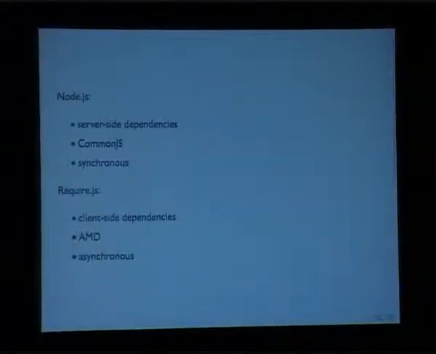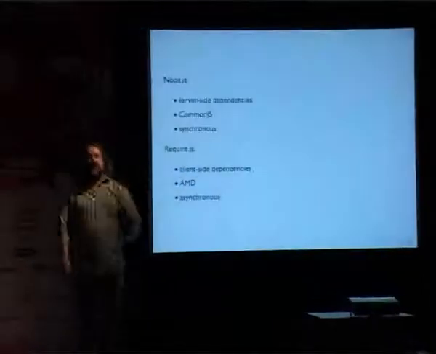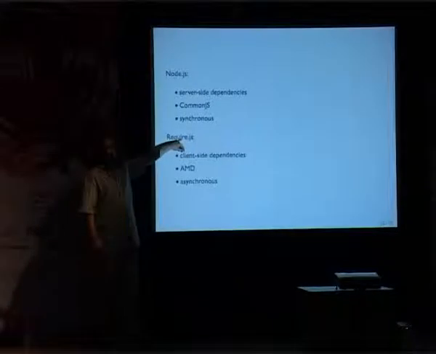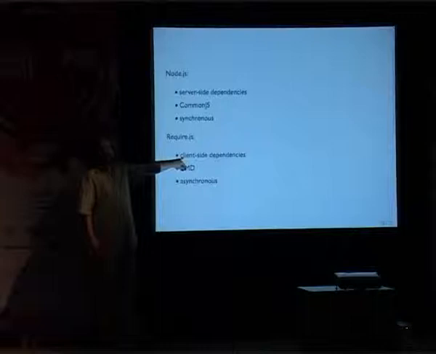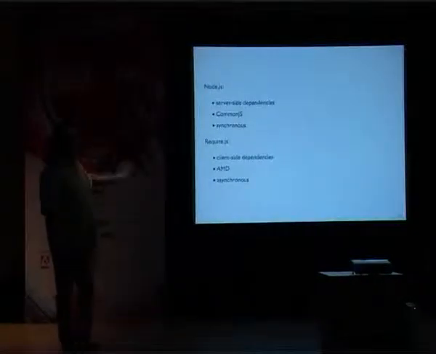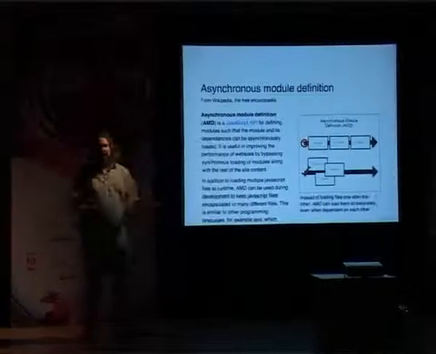Now it's easy to conflate a lot of these terms, so I want to be very clear that Node.js uses the CommonJS module pattern. The same module pattern that CouchDB uses, and Ringo.js, and MongoDB, and a bunch of other things like that. But Node.js is fundamentally server-side, and therefore fundamentally synchronous. Require.js, which is what we're here to learn, is for client-side dependencies. And because client-side dependencies are fundamentally asynchronous in nature, Require.js doesn't use CommonJS as its module pattern. It uses AMD, the Asynchronous Module Definition.